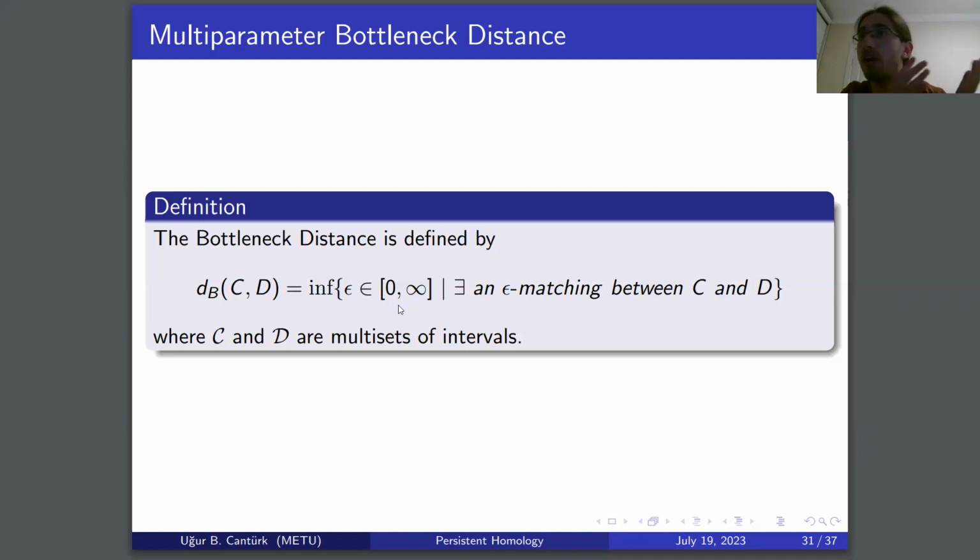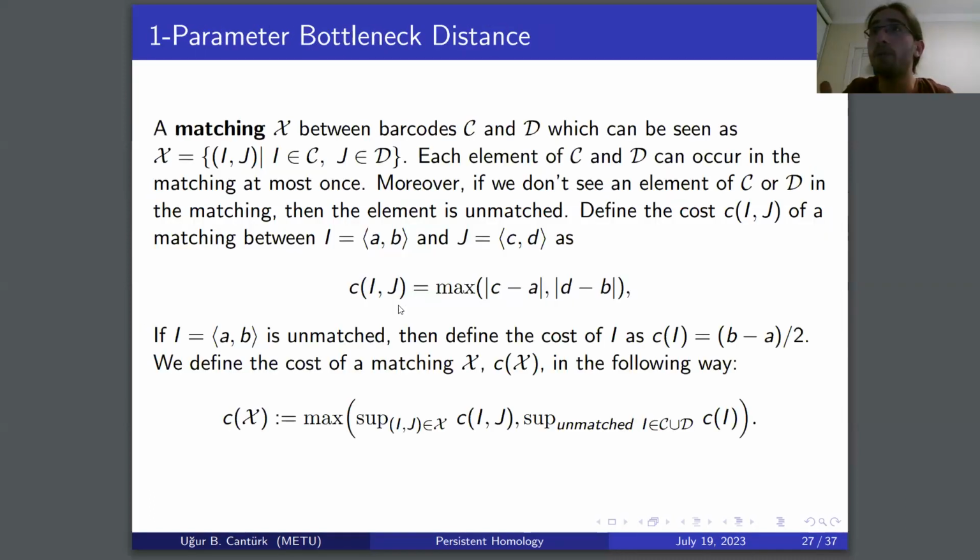You can ask why we are using the other definition. The answer is because, as you can see here, it is all computable. It is all computation, right? We are just defining some cost and we are considering supremums, etc. So it is an easier method to compute the bottleneck distance.